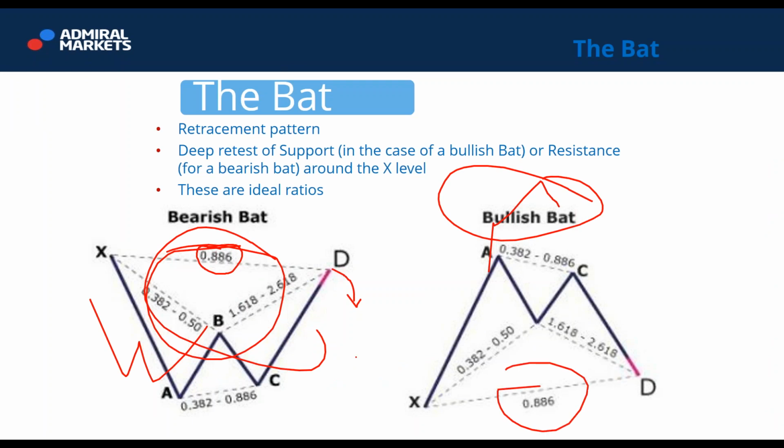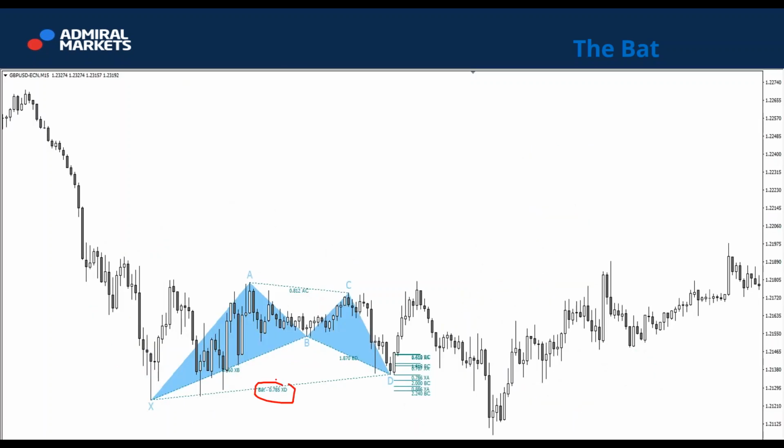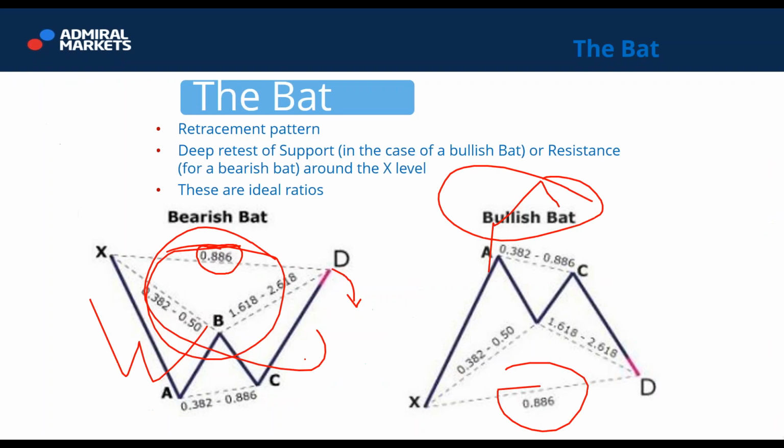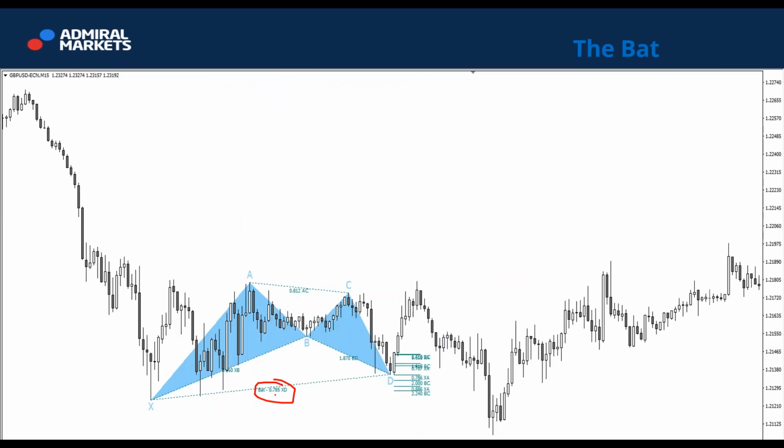Here, and here, you see? It's 0.785, but it was close. So it was not a perfect bat. But if you see the ratios here, A to C has the perfect ratio. The only thing is this number, but it's close, guys. It's 0.786. Guys, 0.786 and 0.886 are deep retracements.